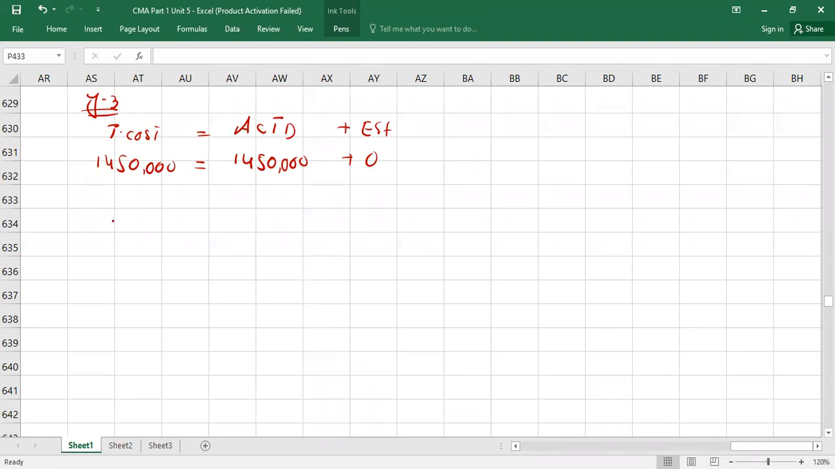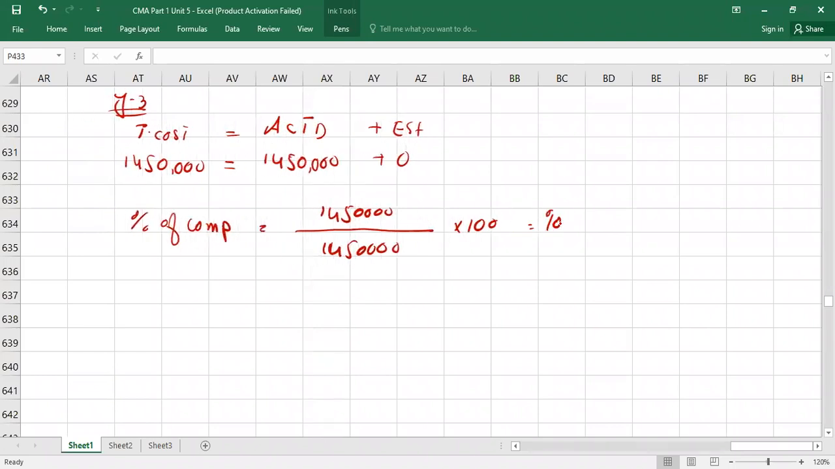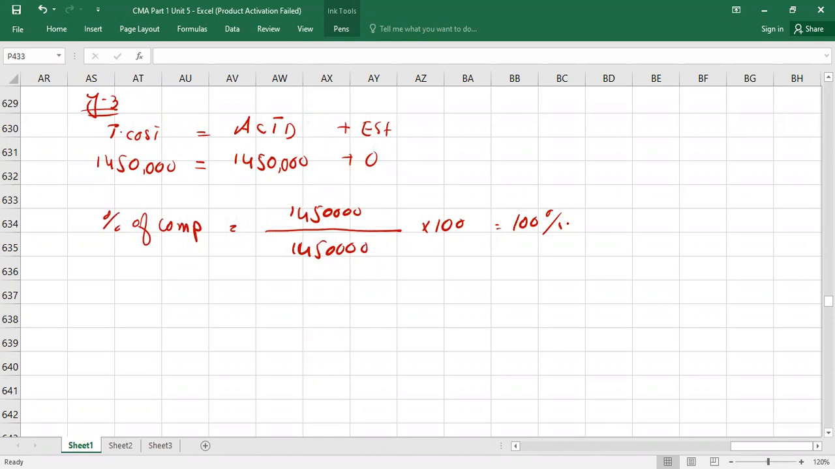And step number 2 is what? You have to calculate percentage of completion. Can you tell me what is the formula? Actual cost till date, which is 1.45 million, and total cost is also the same. That is why I told you, you do not need to calculate percentage completion in the last year, because it will automatically be 100%. Even if you applied the formula, you got 100%. Understood?